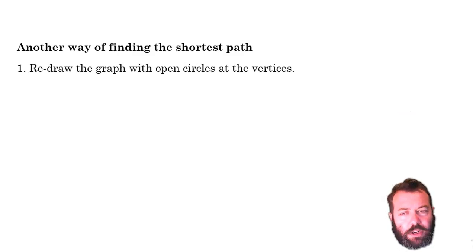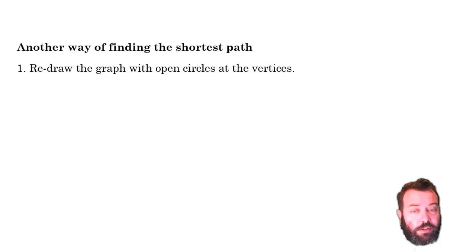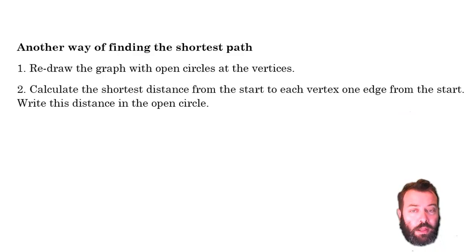Now there are some instructions written down here. Start by drawing the graph. Instead of dots at each vertex, put an open circle that you can write inside, big enough to write a number in. And then you find the distance from the start to the first set of vertices, and you write the shortest distance in that circle.